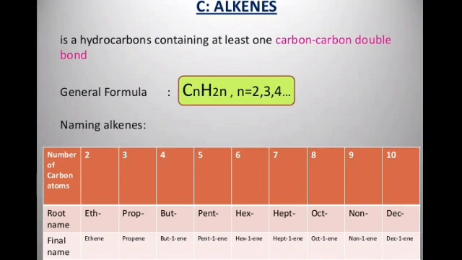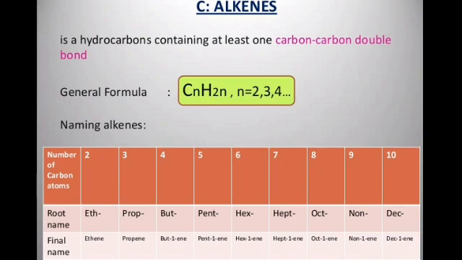Naming of alkenes. Their name has two parts, that are the root name and the end name. For two carbon compounds we have eth, and adding "ene" at the end, the final name would be ethene. Similarly, for three carbon atoms, it will be propene, for four, it will be butene, and for five, it will be pentene.